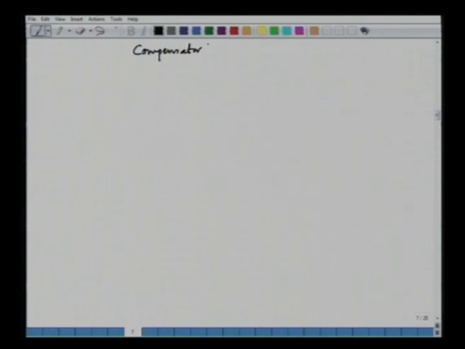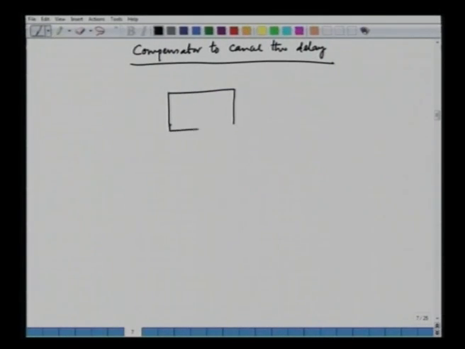So, a compensator to cancel the delay. In this case, we can draw the earlier block diagram. We have here Lm by 1 plus tau r p. The flux response is delayed here, it is psi dr. We have no control over that inside the machine.